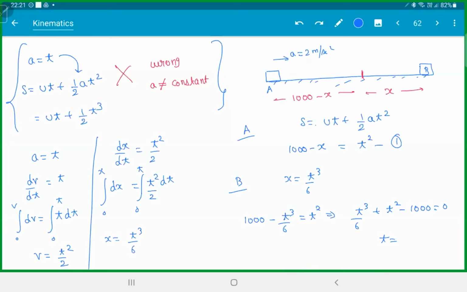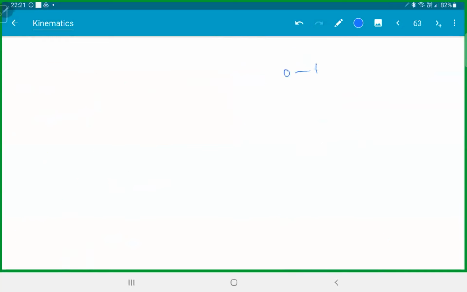Can we do it without integration? Like for each nth second, we consider each distance, right? Now, Ekank, you know what you're assuming? For that 0 to 1 second, acceleration is constant, isn't it?